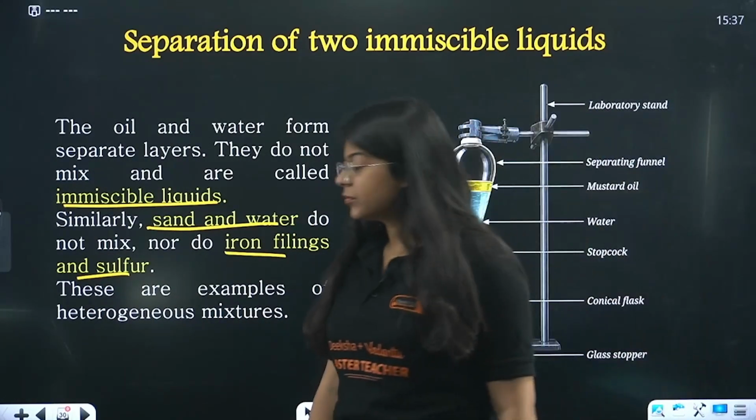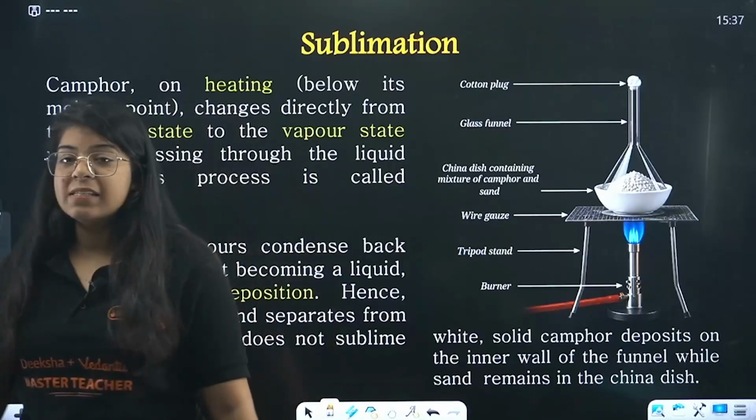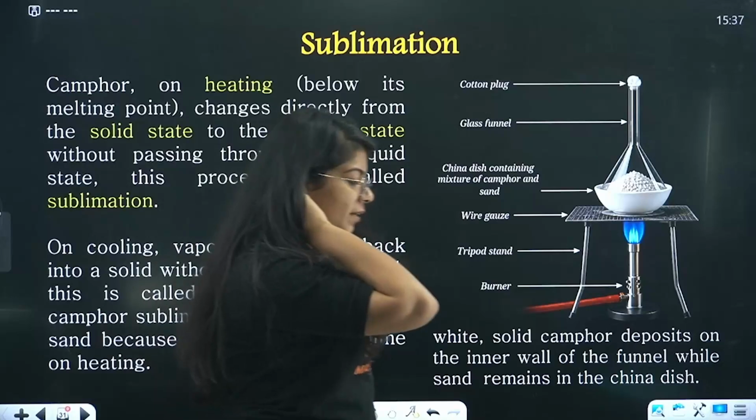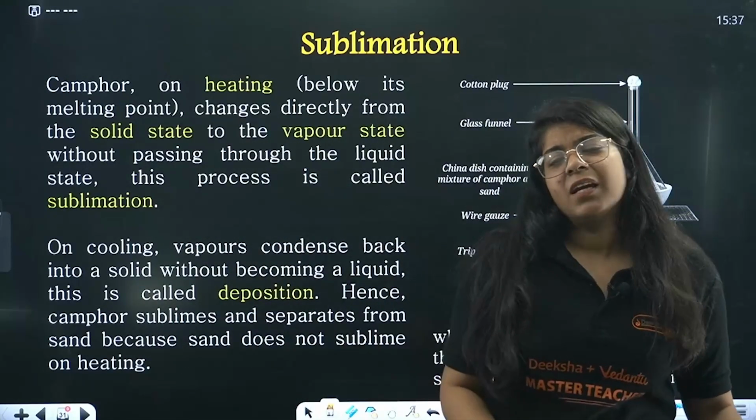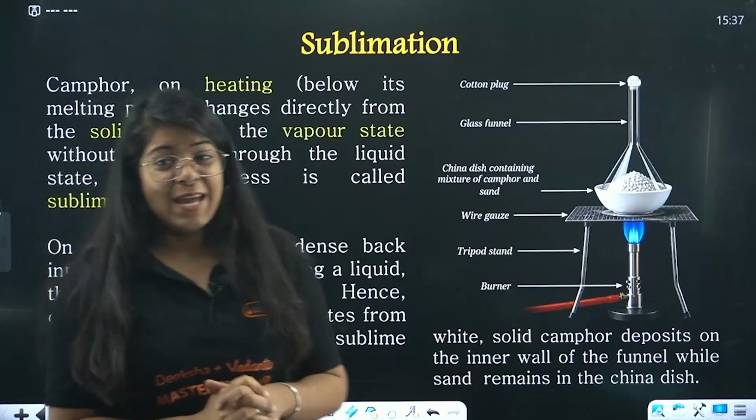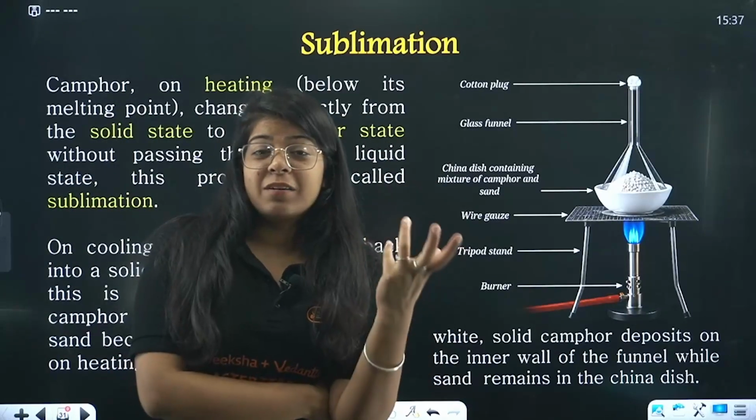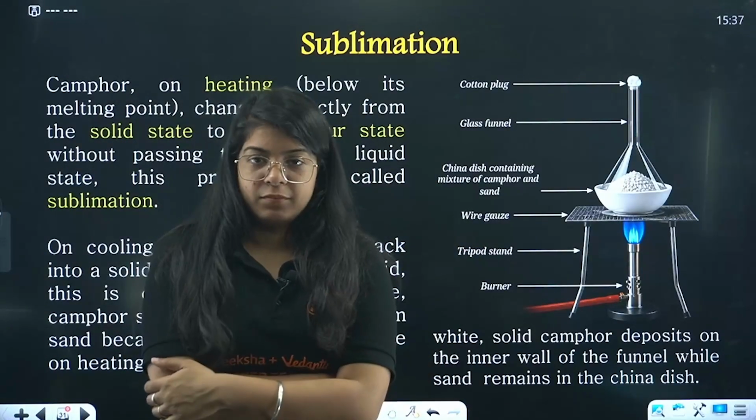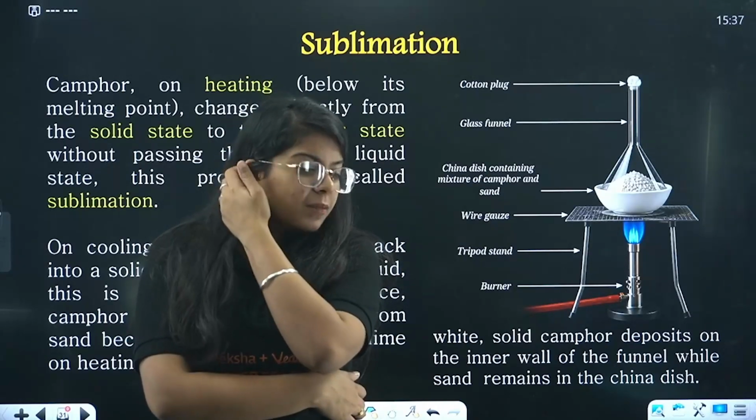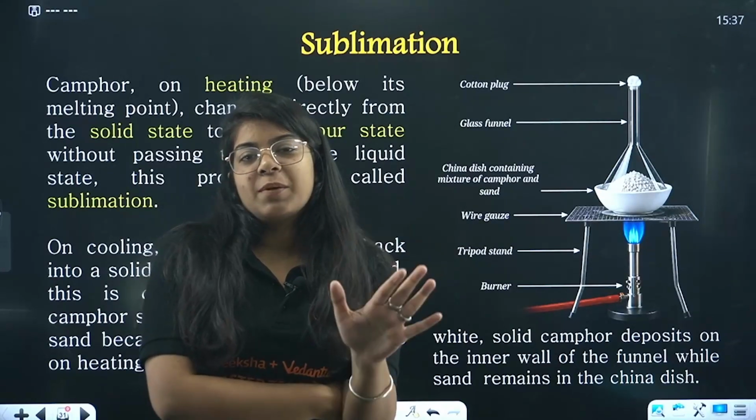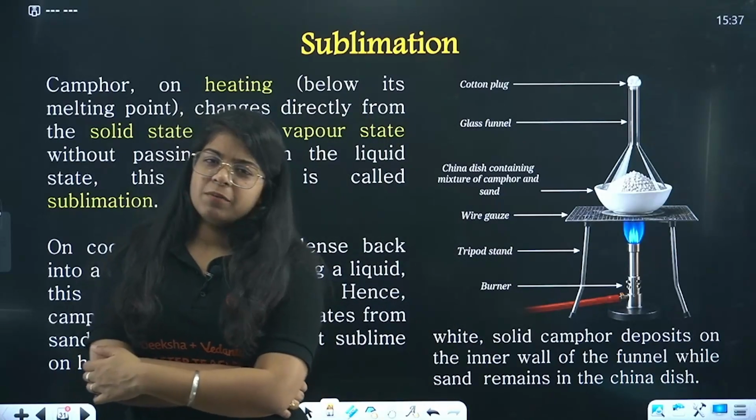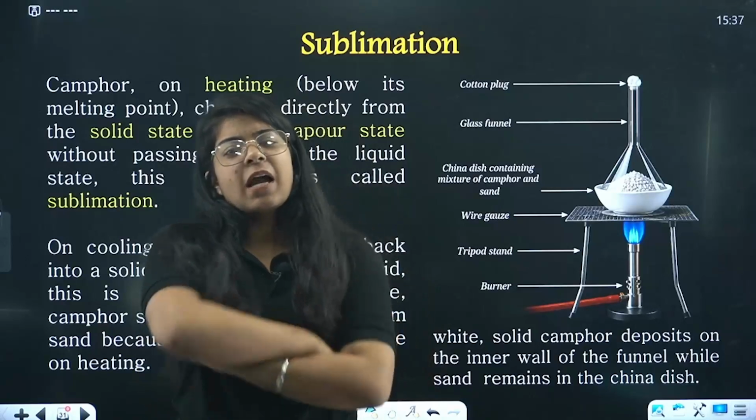Done? Okay, next we have sublimation. Now what is sublimation and why do we need it? Now sometimes I am very lazy, so I accidentally mixed camphor, the powdered camphor, with sand, and your mother is like, get it separated as soon as possible. And you're like, I know sublimation, I will separate it like this. So you go to your chemistry lab and you ask the help of your teacher, and you're like, I want to do sublimation.